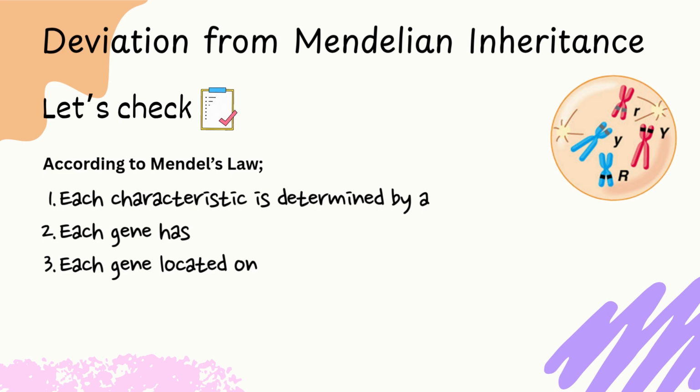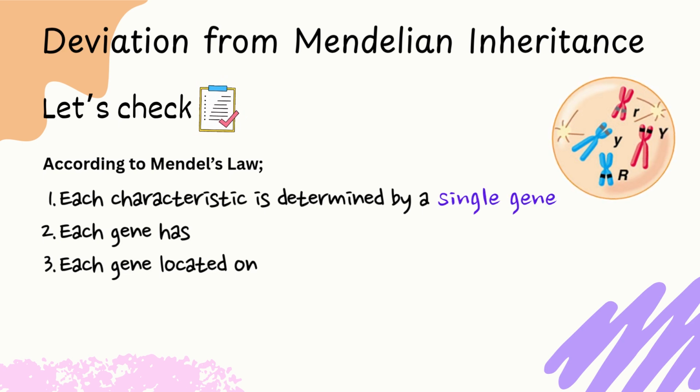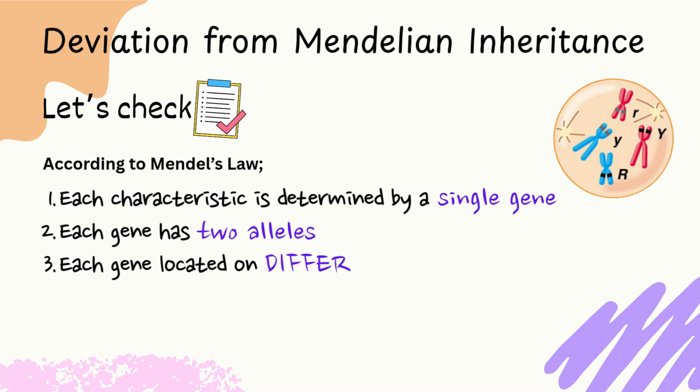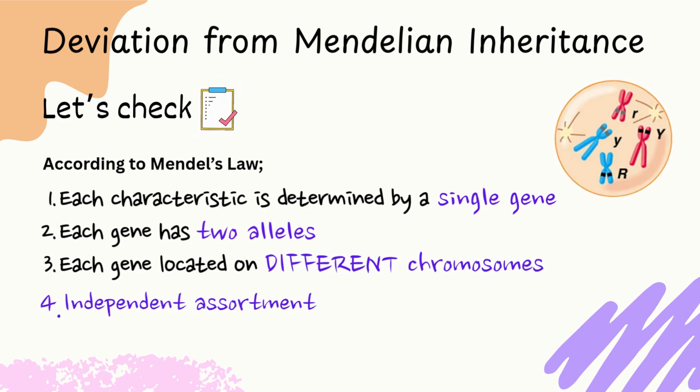According to Mendel, one characteristic is determined by a single gene. One gene has only two variations called alleles. Each gene is located at a different locus on different chromosomes, hence can assort independently.